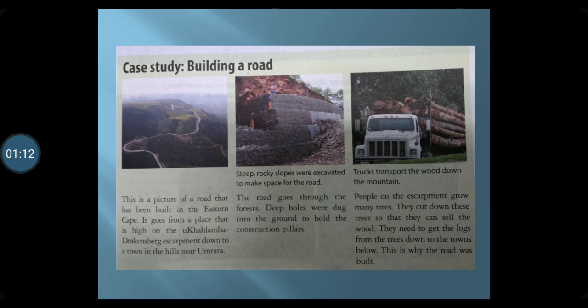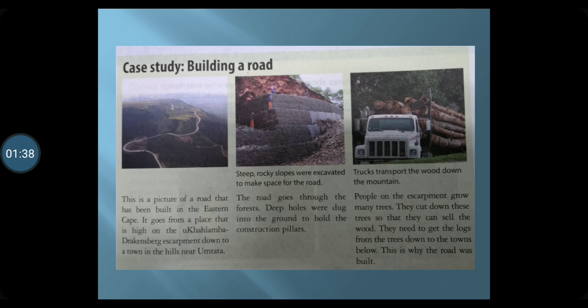And then the third picture is a truck transporting the wood down the mountain. People on the escarpment grow many trees. They cut down these trees so that they can sell the wood. They need to get the logs from the trees down to the town below. This is why the road was built. So now you have activity 13. You need to use the information to answer the questions about people and places.